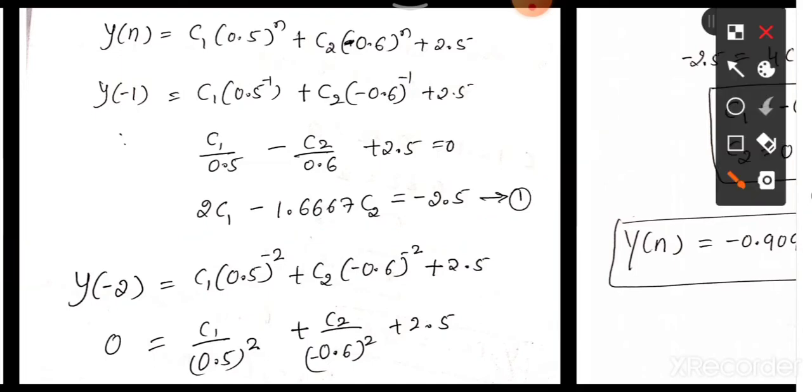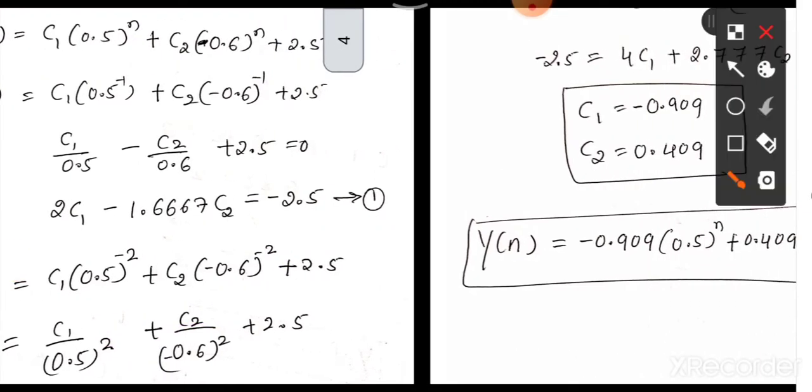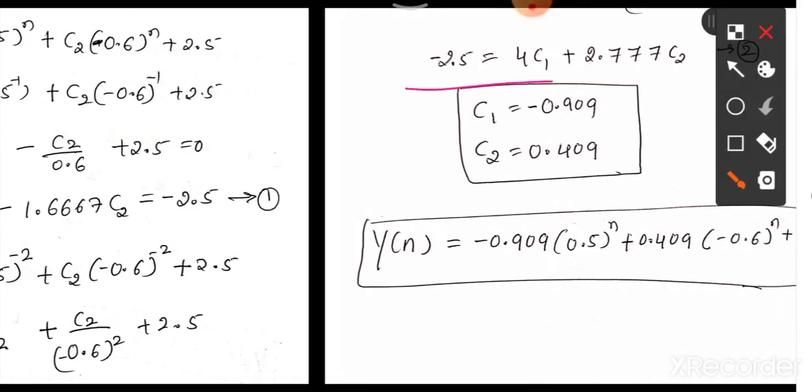Next, we'll take the other initial condition, that is y of minus 2, where n is equal to minus 2. Let's substitute in this equation, that is c1 into 0.5 raised to minus 2 plus c2 into minus 0.6 raised to minus 2 plus 2.5. So simplify this: y of minus 2 is 0, c1 divided by 0.5 square plus c2 divided by minus 0.6 square plus 2.5. Minus 0.6 square is positive, so we have to calculate 0.6 square. By simplifying this we get another equation, which is 4c1 plus 2.77 c2 equal to minus 2.5.